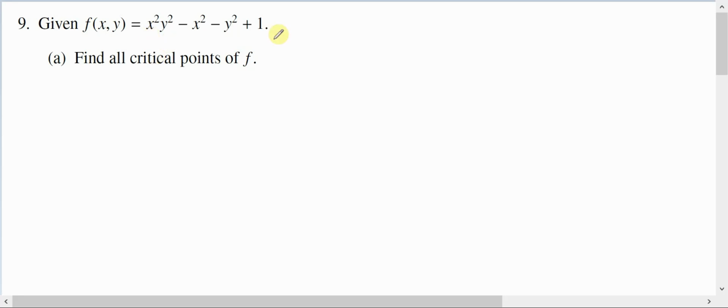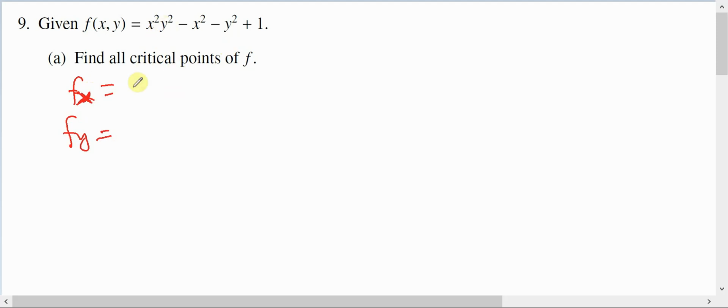Number 9, we're given this function. We're asked to find all the critical points of this function. We know that the way we find those is we take the partial with respect to x and the partial with respect to y, and then we set both of those equal to 0.